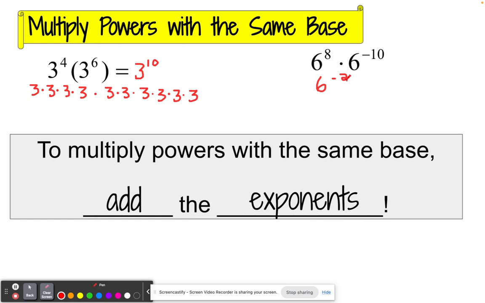Well, we know from lesson 7.1 that when I have a negative exponent, I'm going to move that downstairs. So this will be the same as 1 over 6 to the 2nd power, which is 1 over 36. But I can just leave it as 1 over 6 to the 2nd power for now.